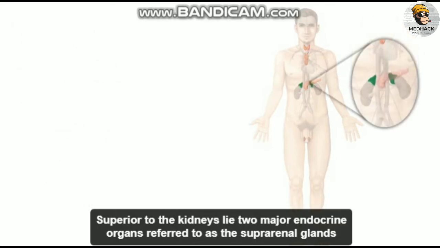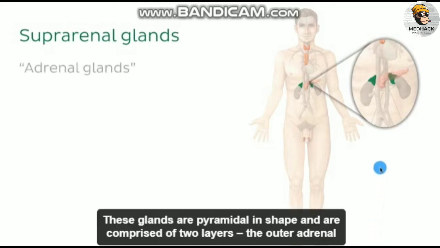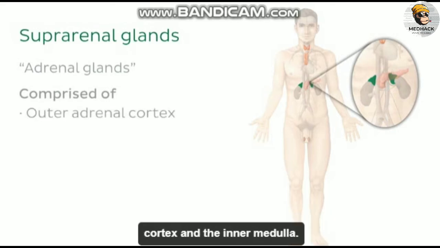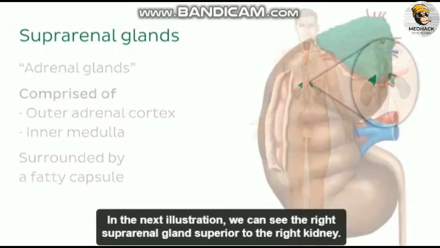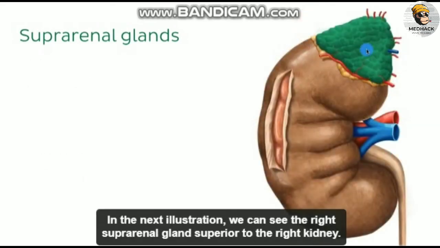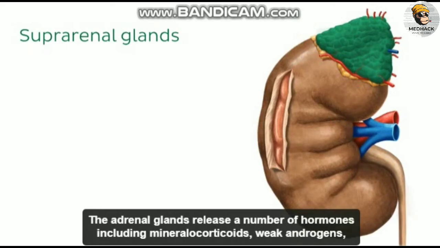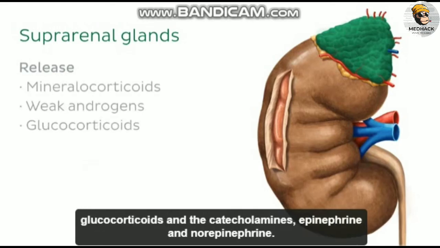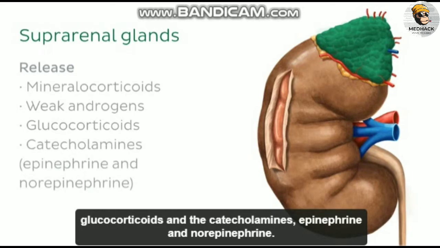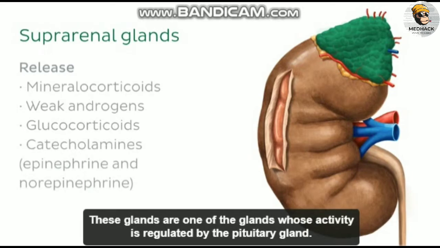Superior to the kidneys lie 2 major endocrine organs referred to as the suprarenal glands or the adrenal glands. These glands are pyramidal in shape and are comprised of 2 layers, the outer adrenal cortex and the inner medulla. Both glands are surrounded by a fatty capsule. In the next illustration, we can see the right suprarenal gland superior to the right kidney. The adrenal glands release a number of hormones, including mineralocorticoids, weak androgens, glucocorticoids, and the catecholamines epinephrine and norepinephrine. These glands are one of the glands whose activity is regulated by the pituitary gland.